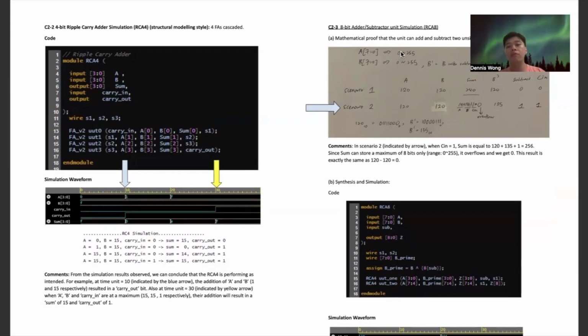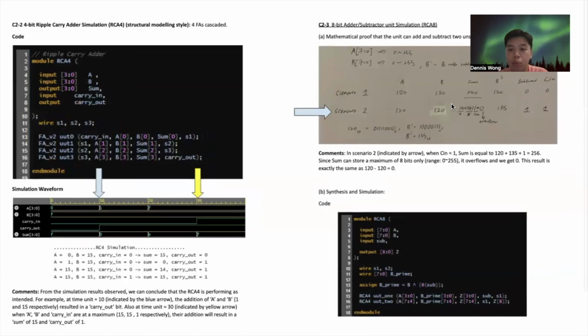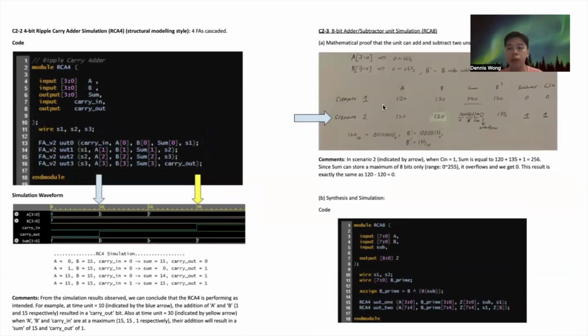Moving on, we have an 8-bit adder/subtractor unit. We are going to provide the mathematical proof. There are two scenarios. By the way, the behavior, either adder or subtractor, is controlled using a third signal called Cin. When Cin is equal to 0, the whole circuit behaves like addition, so 120 + 120 equals 240.